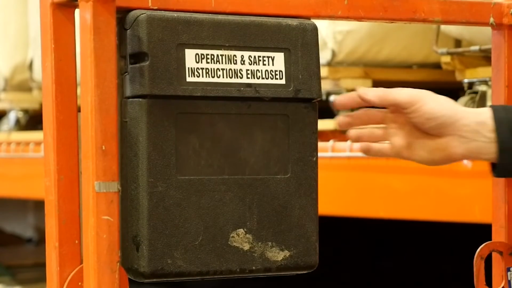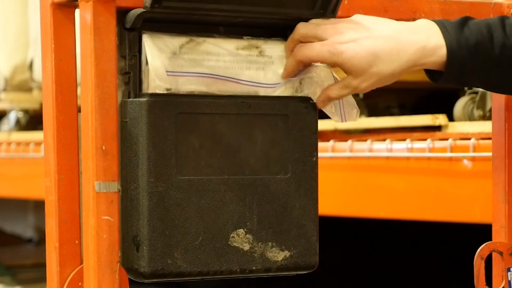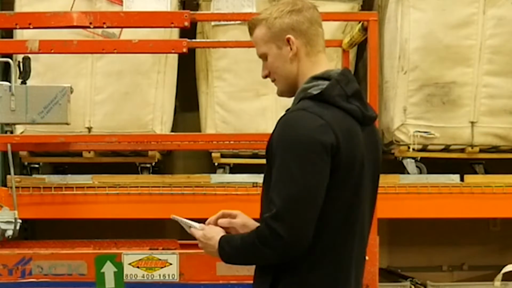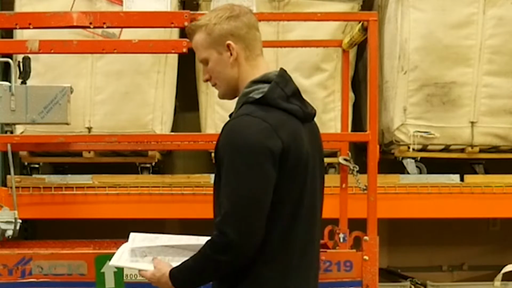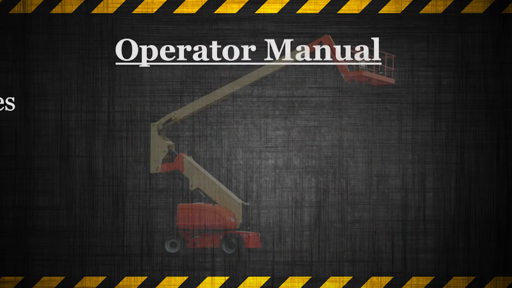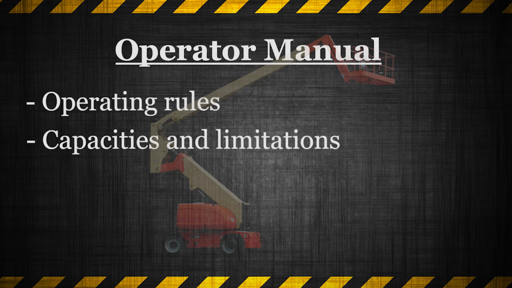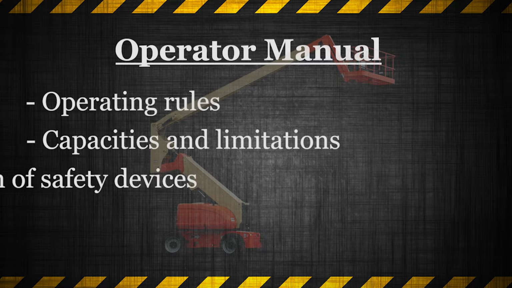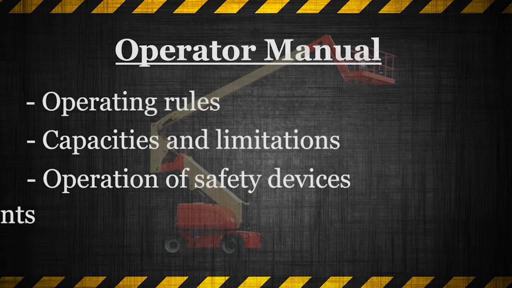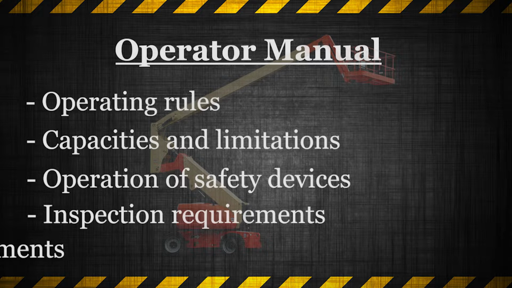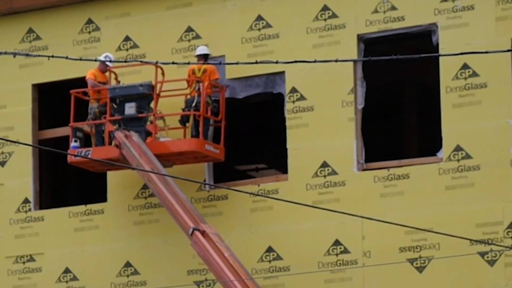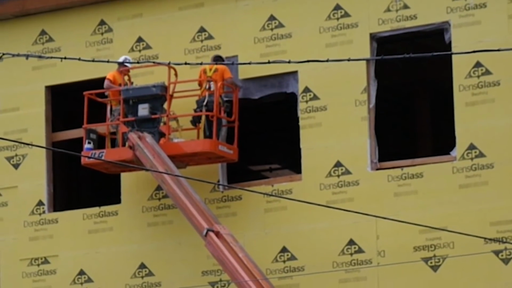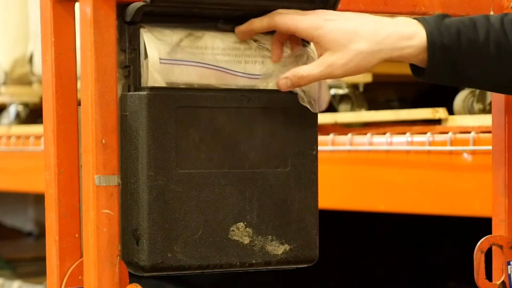The most important safety device on an aerial lift is the operator's manual. This is where all the information that is important for safe operation is provided. In this manual you will find operating rules, vehicle capacities and limitations, operation of safety devices, inspection requirements, training requirements, and much more. Every operator must be familiar with the contents of the operator's manual for the vehicle they are operating. When not in use, the operator's manual must be kept on the vehicle.